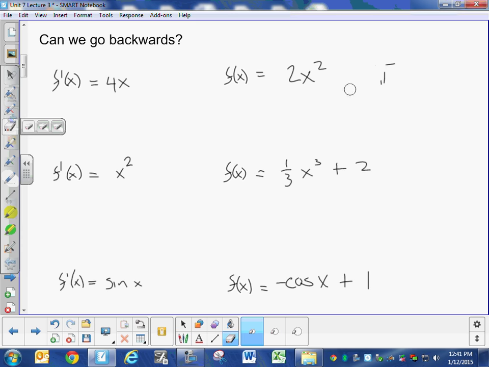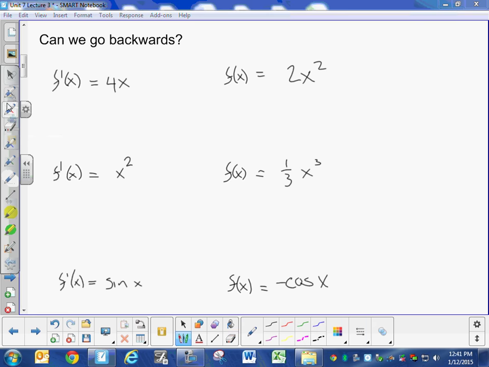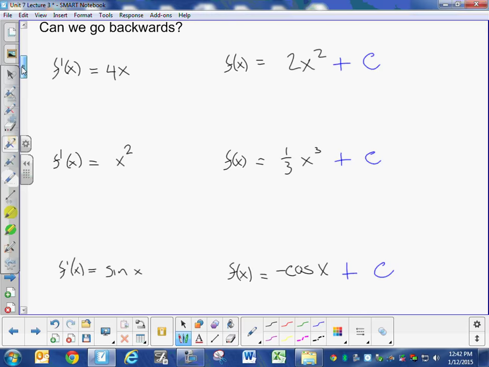So though you have a correct answer, the most correct answer would be this plus some constant. And C could be 0, it could be positive, it could be negative, rational, irrational, it doesn't matter. Because the derivative of a constant is 0. The slope of a horizontal line is 0, so we have to take into account that. Okay? All right, those are 3.